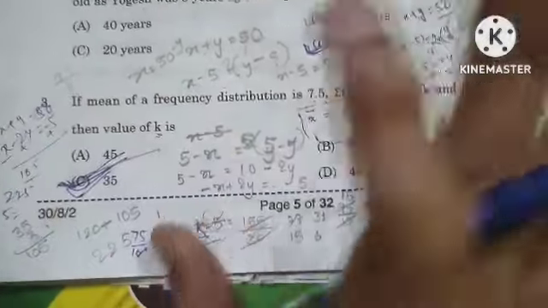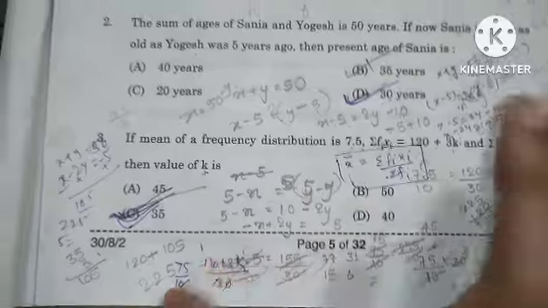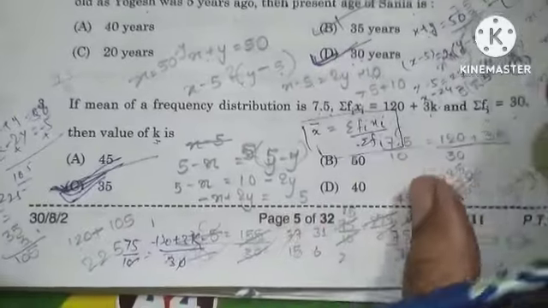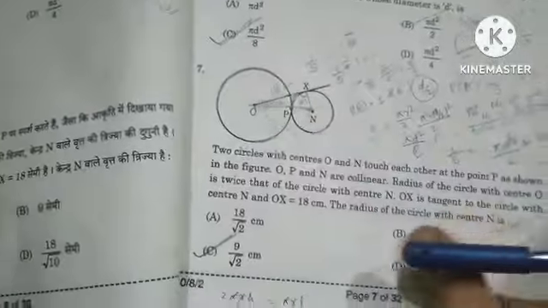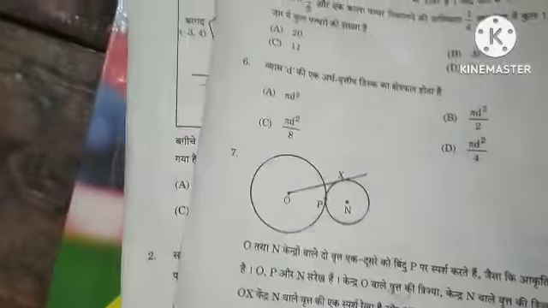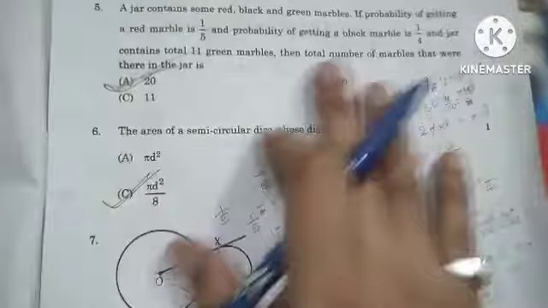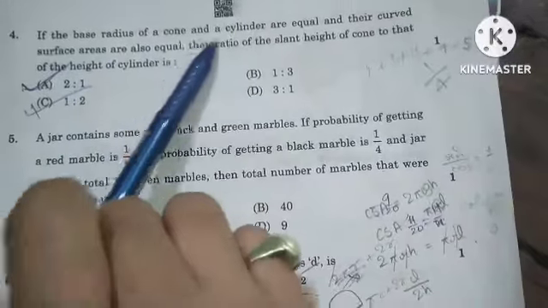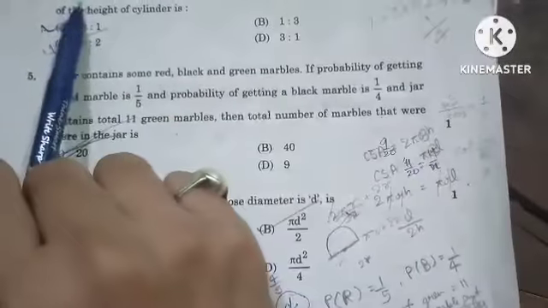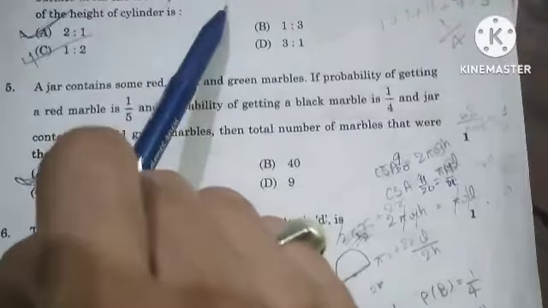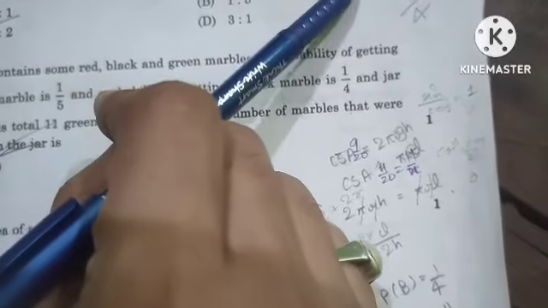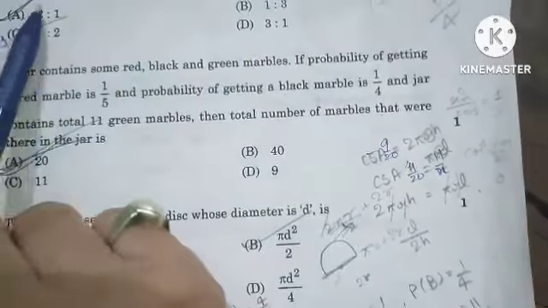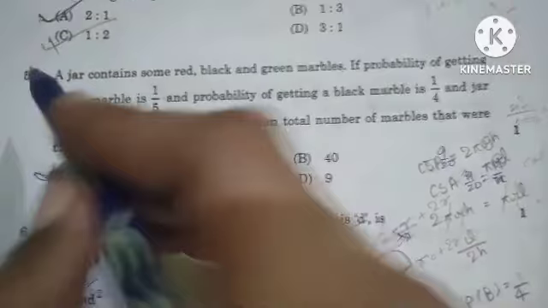I hope your doubt will be clear in all these three questions. Now move on to the next problem and let's check another question. Question number 4: if the base radius of the cone and cylinder are equal and their curved surface areas are also equal, then find the ratio of the slant height of the cone to the height of the cylinder. The correct answer is 2:1.